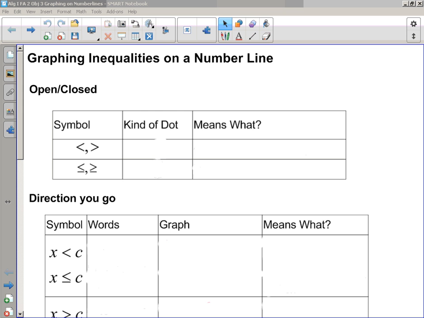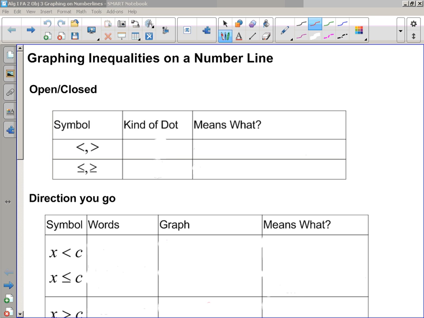In this video, we're going to be talking about how to graph inequalities on a number line. There's just a couple of basics that you need to understand in order to match an inequality with what it looks like on a number line. What we're going to start with first is the type of symbol.